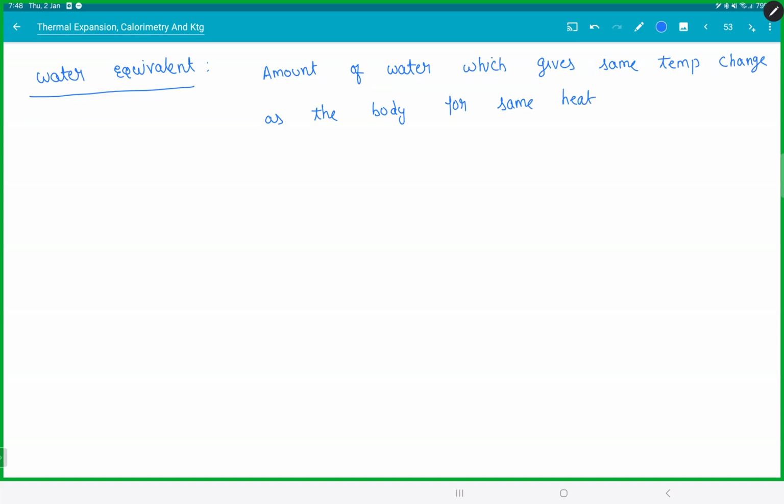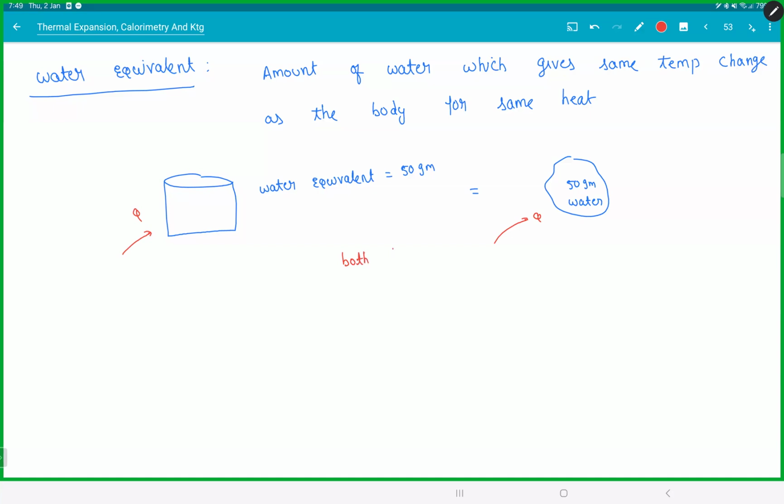So if you have a copper vessel, let's say you are making a vessel to boil water, on the copper vessel it will be printed: the water equivalent is 50 grams. The meaning of this is, if you take 50 grams of water and this copper vessel, and I give heat Q, both the temperatures will change by the same amount. Both have the same temperature difference. Means you can replace the copper vessel with 50 grams of water.